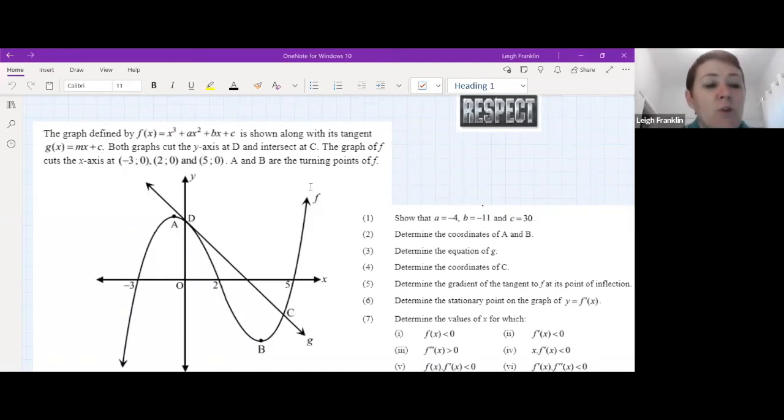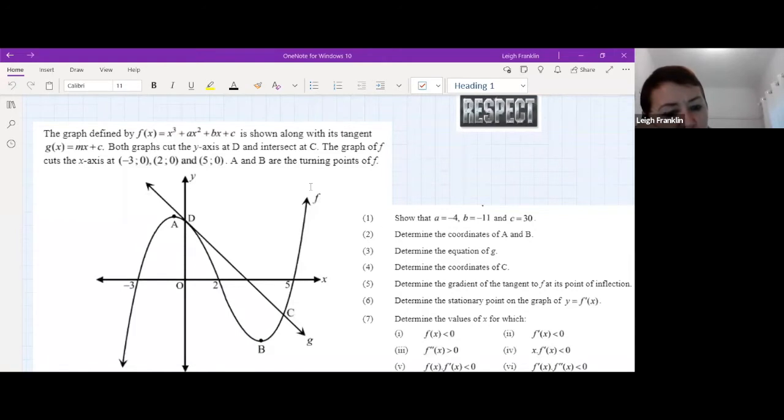It says to us the graph defined by f of x is x cubed plus ax squared plus bx plus c is shown along with its tangent, g of x equals mx plus c. Both graphs cut the y-axis at D and intersect at C. The graph of f cuts the x-axis at -3, 2, and 5. A and B are the turning points of f.